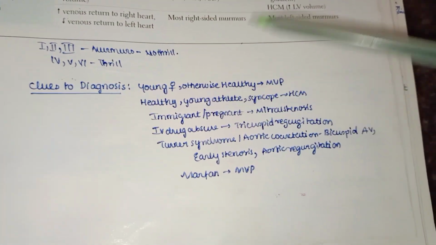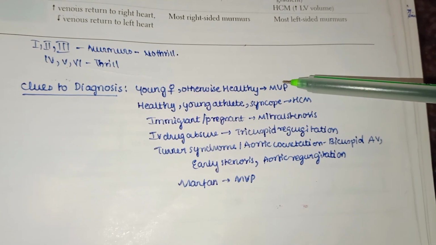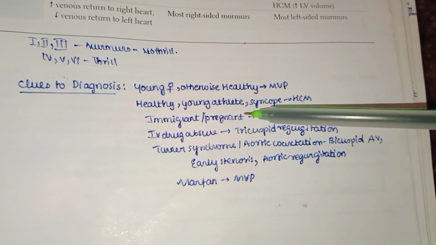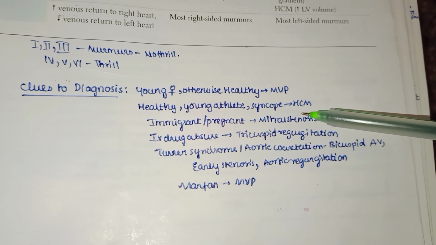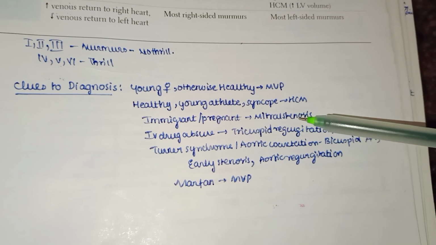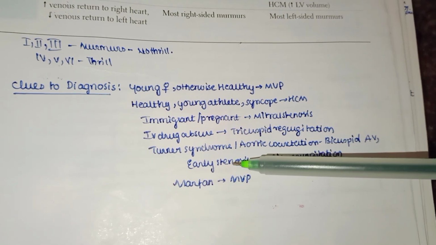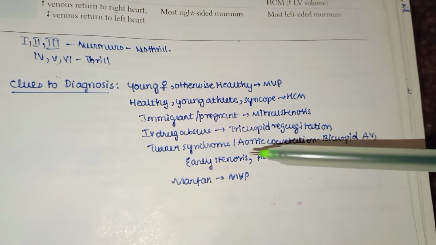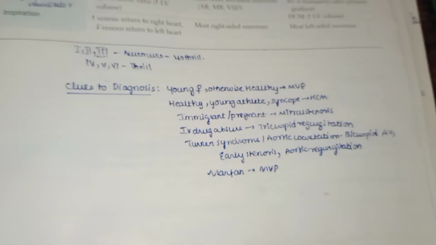Now coming to clues to diagnosis, very important. If there is a young female, otherwise healthy, then you can understand it is mitral valve prolapse. If there is a young, healthy athlete with syncope, then you can diagnose hypertrophic cardiomyopathy. If someone is an immigrant or pregnant, then you can say it's mitral stenosis. IV drug abuse leads to tricuspid regurgitation. Turner syndrome or aortic coarctation is seen with bicuspid aortic valve, early systolic stenosis, and aortic regurgitation. Marfan syndrome is associated with MVP.